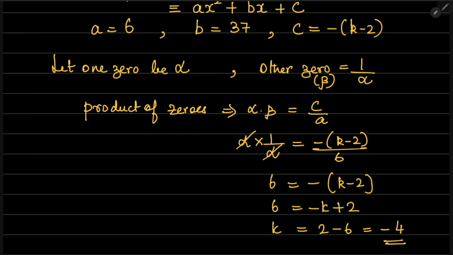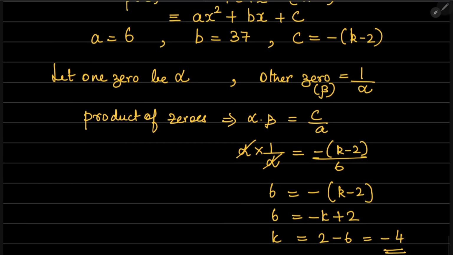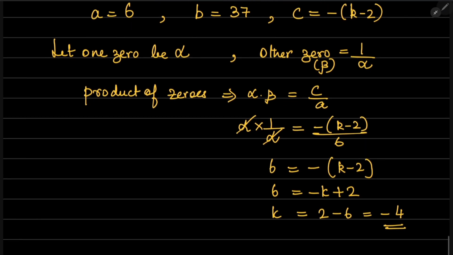So be very careful. I am taking k to this side and 6 will go to the other end. So minus k will become plus k on the left hand side. Plus 6 if it goes to the right side becomes minus 6. So 2 minus 6 is minus 4. So therefore, what is the answer? k equal to minus 4.